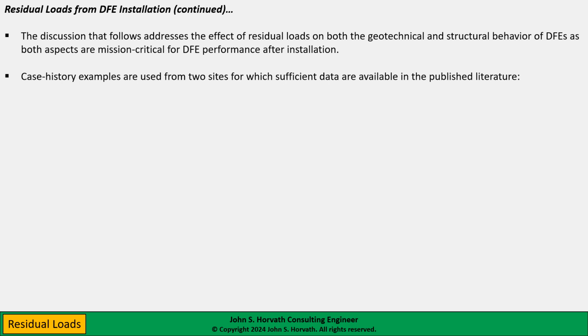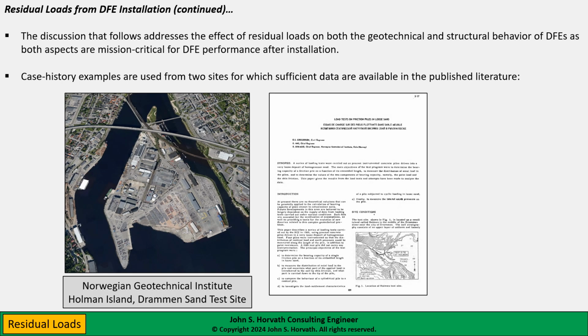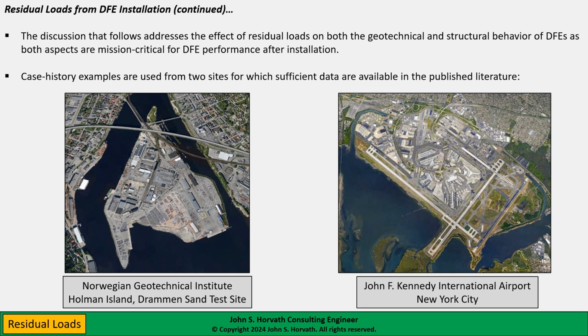I'm going to be using case history examples for 2 sites for which I found sufficient data in the published literature. One is the NGI Holman Island site. There was a very nice paper in the 1973 International Geotechnical Engineering Conference. And I'm also going to be talking about my experiences at Kennedy Airport, the John F. Kennedy International Airport here in New York City.